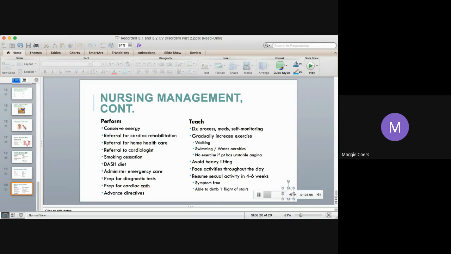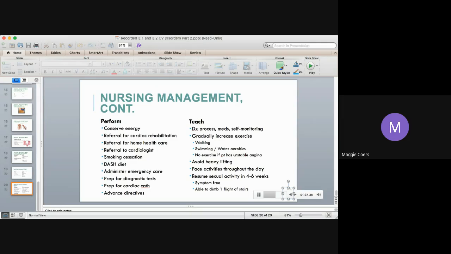A patient can develop chest pain at any time. With severe coronary artery disease or after an MI, they're at severe risk for developing another one, so we want to be ready. We want to prep for any tests that the patient might have. We want to talk to them about advance directives. Conversations about advance directives should be done early in the disease state, not waiting until an emergency happens.